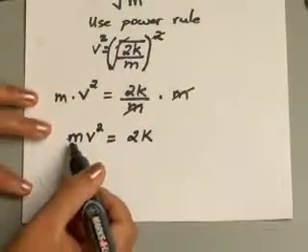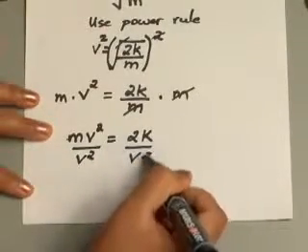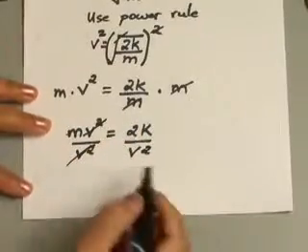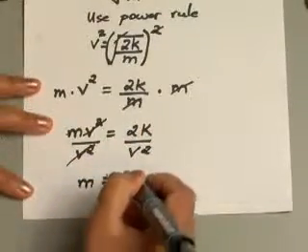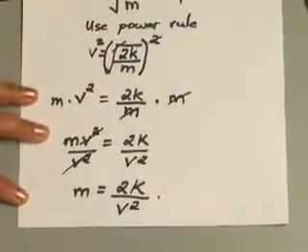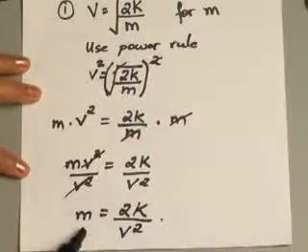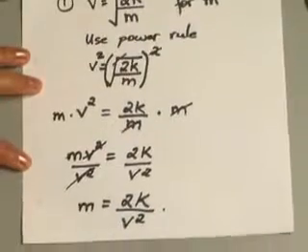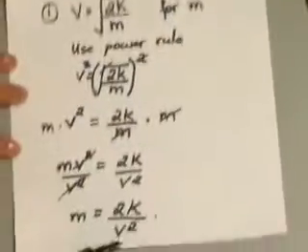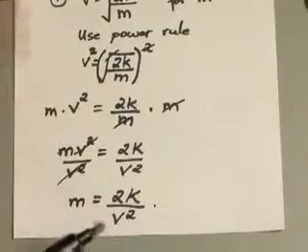Now we want m by itself, so we'll go ahead and divide by v square on both sides so that we can cancel out the v's, and you're left with m equals 2k over v square. And that is what we wanted to do. We wanted to solve for m, so we got m on one side and everything else on the other. And you can see that when we solved for m, we actually got rid of the radical sign, and we ended up with v being a squared term. So that's all you really have to do here.